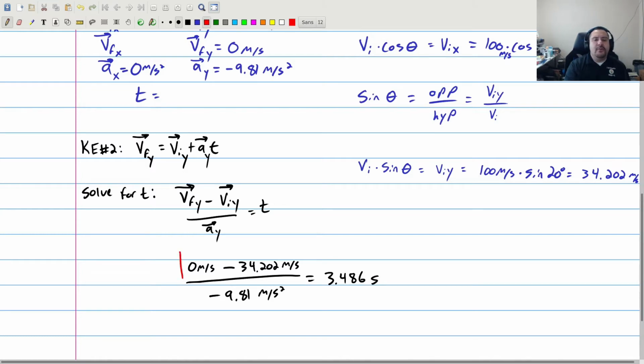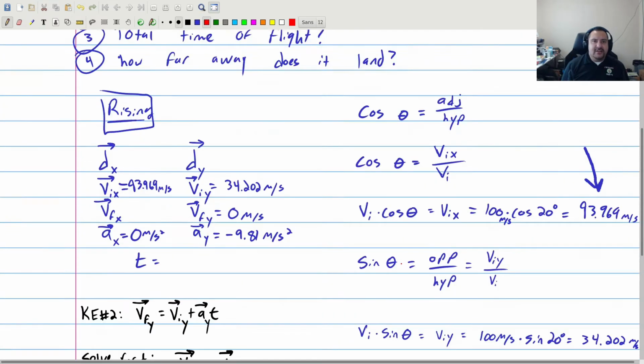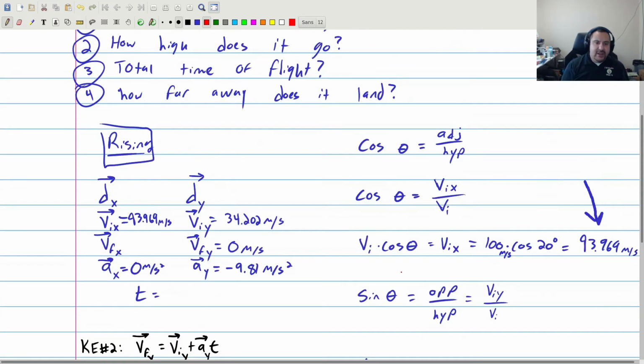This 0 minus the 34 actually ends up with a negative number. So there's a negative number on top of this, and there's a negative number on the bottom. Those negatives cancel to give us a time of 3.486 seconds. So we have just calculated that the time it takes to get to the top is 3.486 seconds.